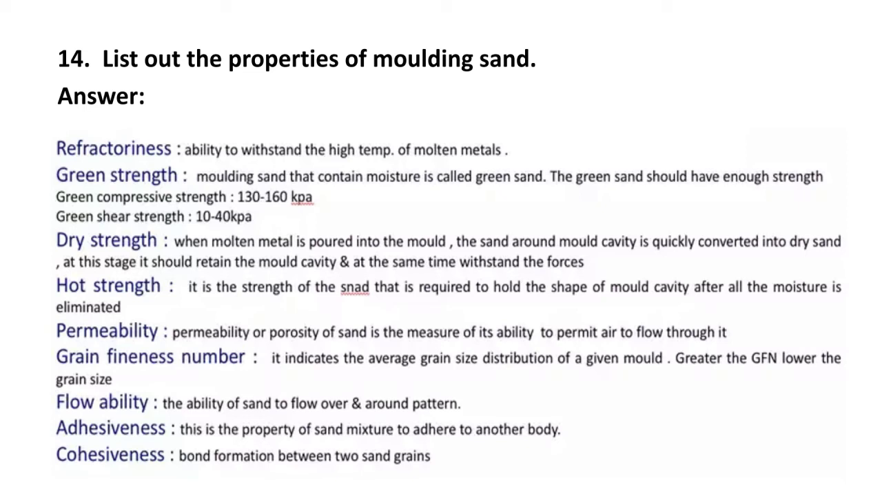Then adhesiveness, this is the property of the sand mixture to adhere to another body. That is known as adhesiveness. And then cohesiveness, bond formation between the two sand grains. That is known as cohesiveness.